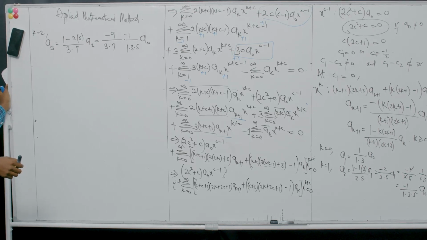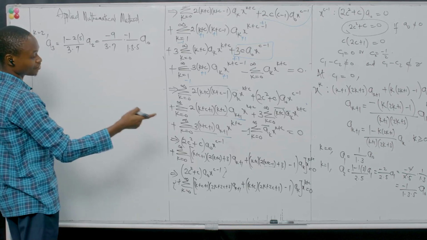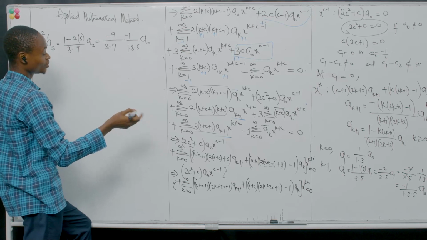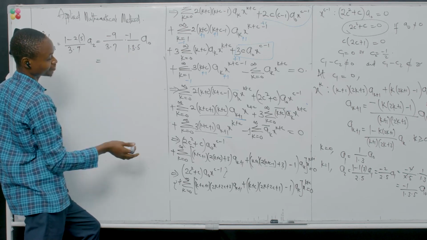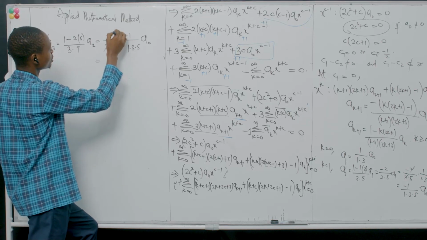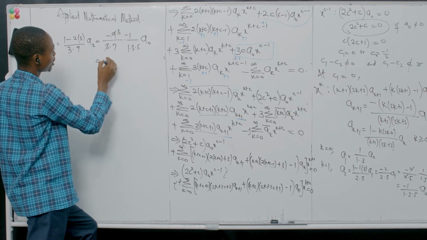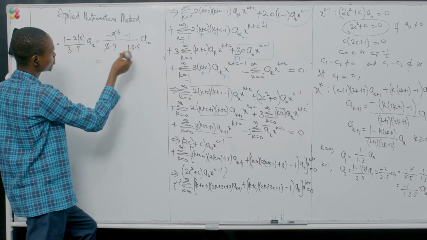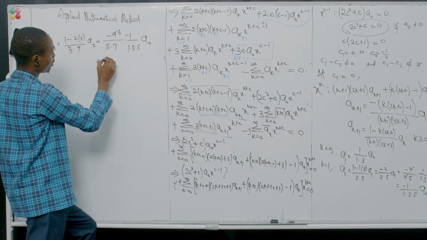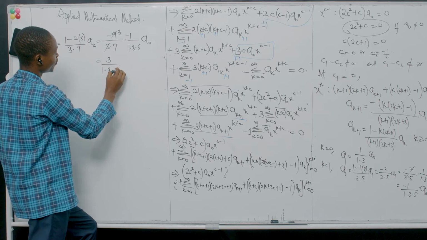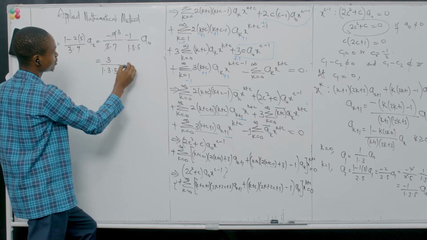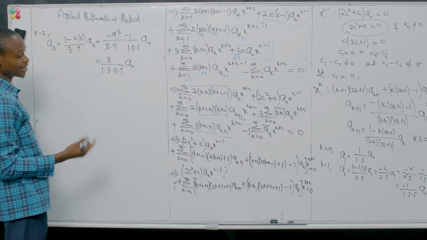How do we create that pattern? Of course, we have started with 135. So next up we can have 1357, right? So 3 cancels here, we have 3 left. You now have 1 minus times minus plus. You now have 3 divided by 1357 A naught. So we have a pattern.